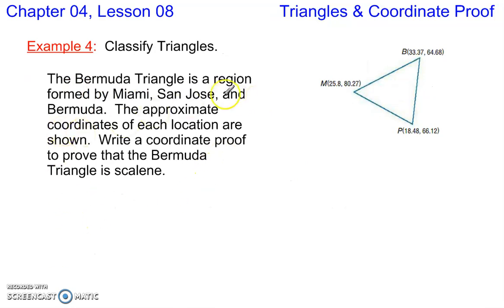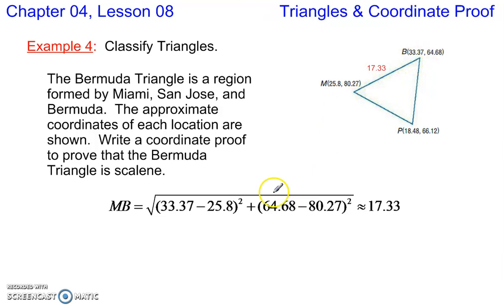The Bermuda Triangle is a region formed by Miami, San Juan, and Bermuda. The approximate location of each is shown right here. We want to prove that the Bermuda Triangle is scalene. That means we want to show that every side is a different length. We're going to use the distance formula to prove that.